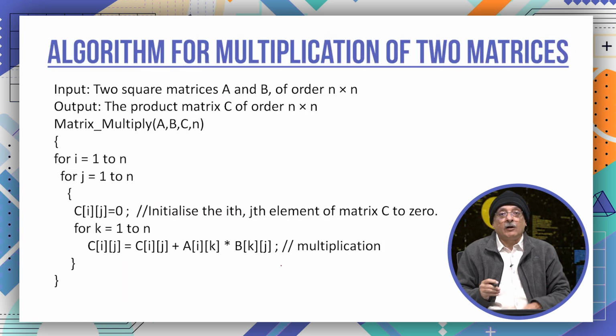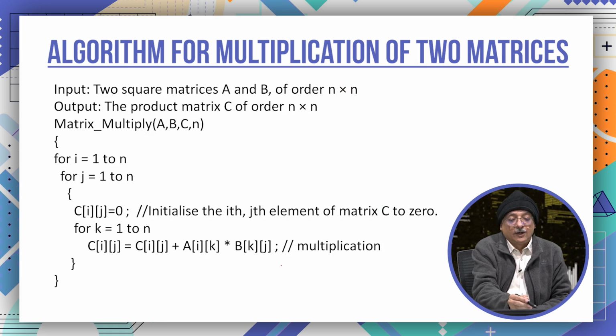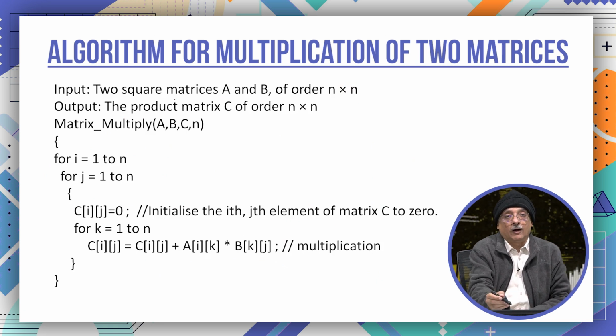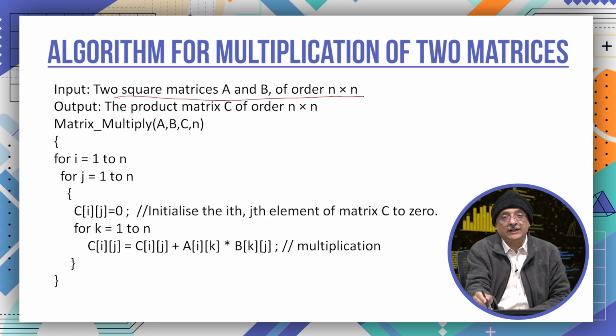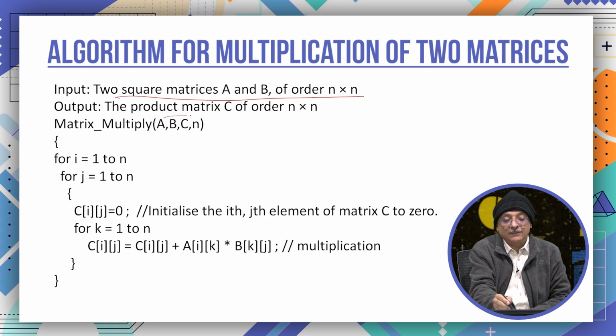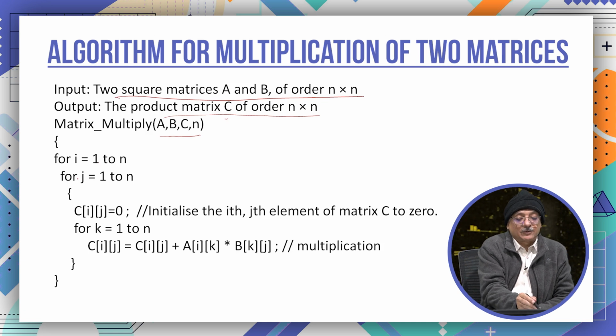All right. Now, what is the algorithm for multiplication of two matrices? Well, we require input. The input is going to be the two square matrices A and B, and the size is going to be n cross n. And the product matrix of this is the output C, and the multiplication takes three values. Okay. So, how does it proceed?